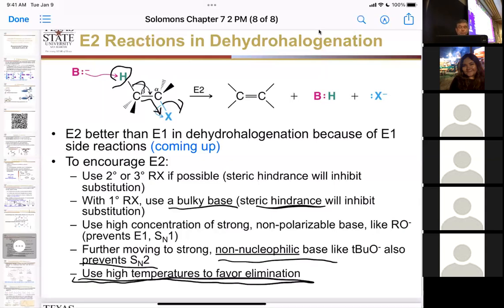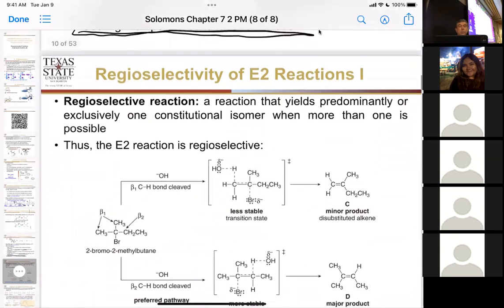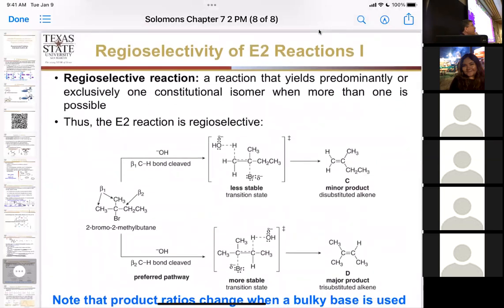Right here. Being that we have alpha and beta carbons, and we know that we want to make a more stable alkene, a more substituted alkene, that means that our reaction is regioselective. It's going to pull off a specific beta proton to give the more stable product as the major product. So it's a regiospecific reaction.